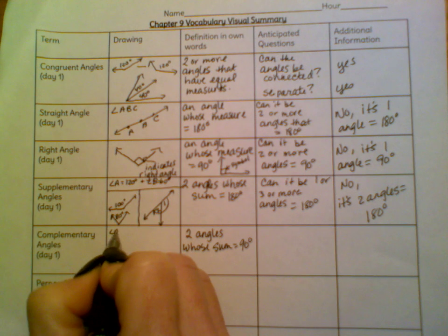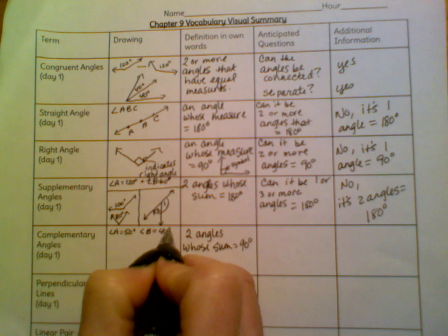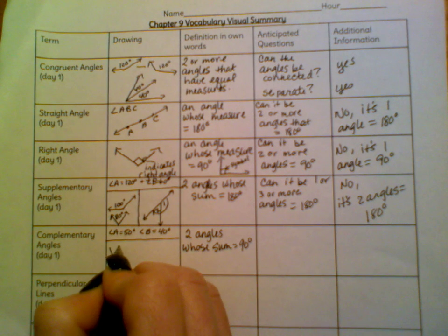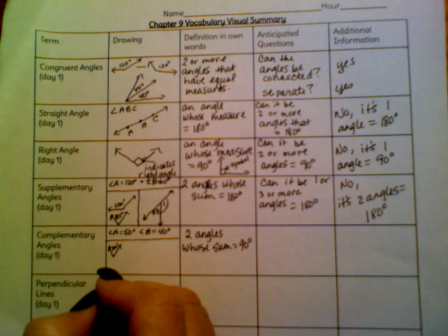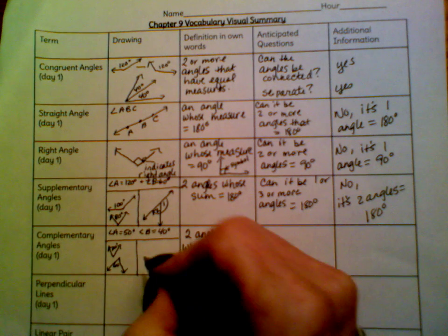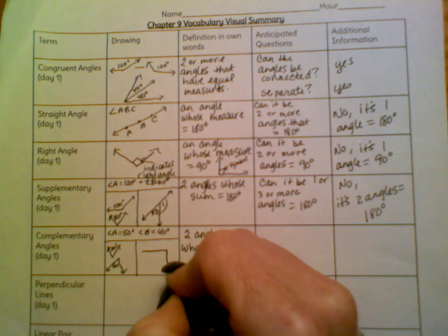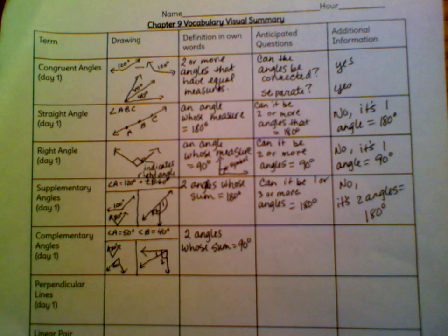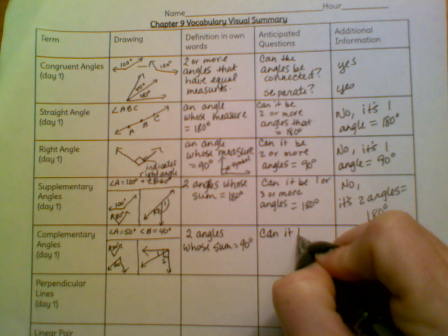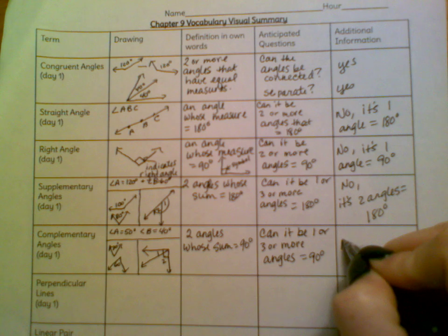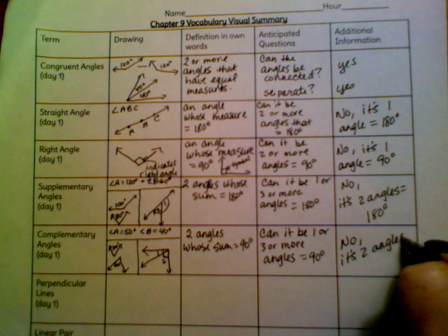So again, I could say angle A is 50 degrees and angle B is 40 degrees. Okay, those two are complementary. So it could be just numbers. I could draw a picture where I give you a 30-degree angle and I draw a 60-degree angle. Those two angles add up to 90. Or I could draw something like this. Okay, no, this is 90 because I just put the corner in. So I could say angle 1 and angle 2 are complementary because I know they add up to 90 because I put that corner in there. So again, maybe a question would be, can it be 1 or 3 or more angles that equal 90? And again, no. It's 2 angles that equal 90 degrees.